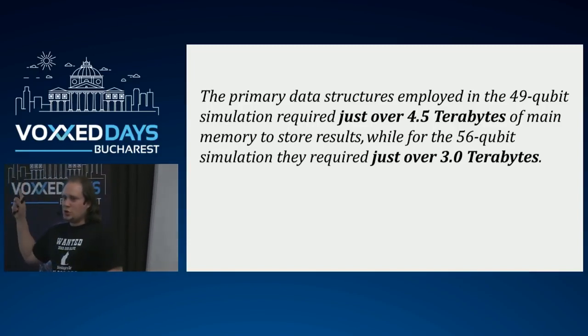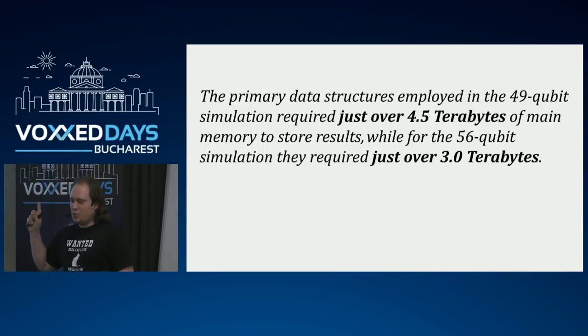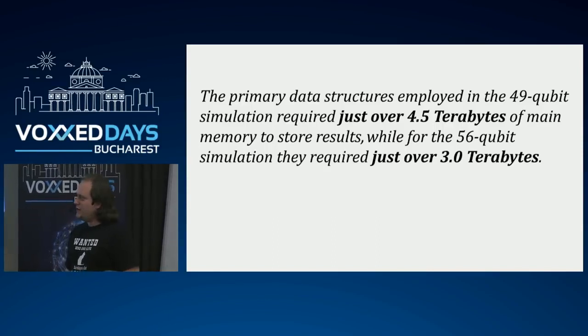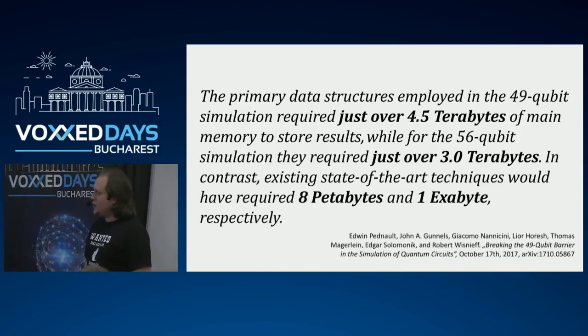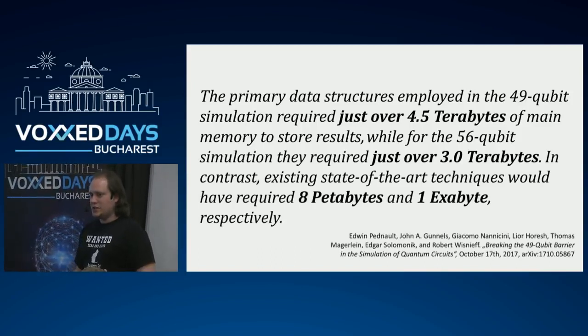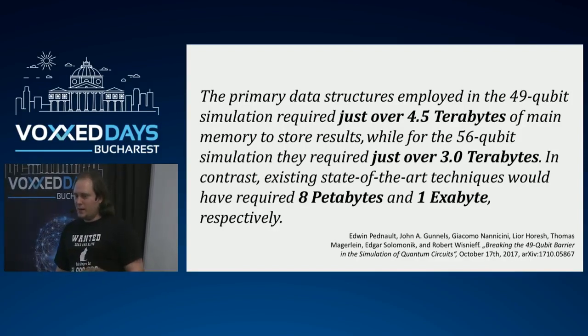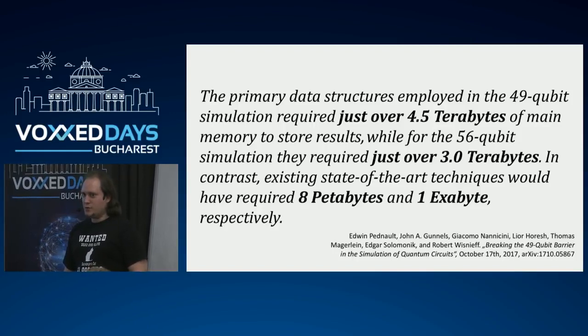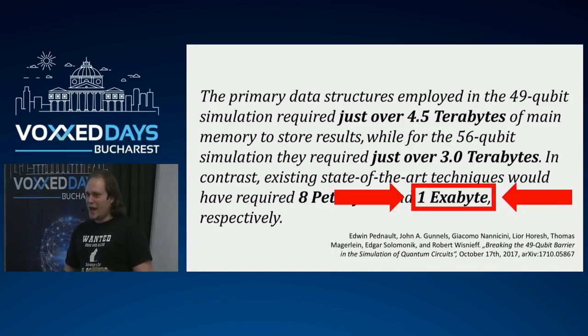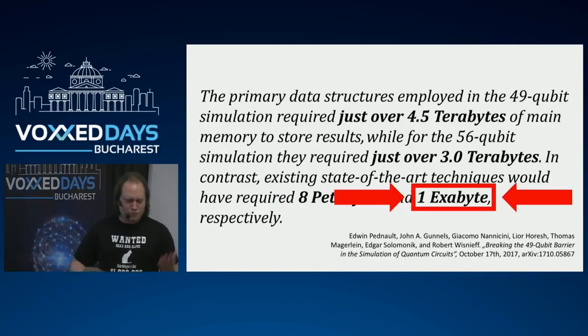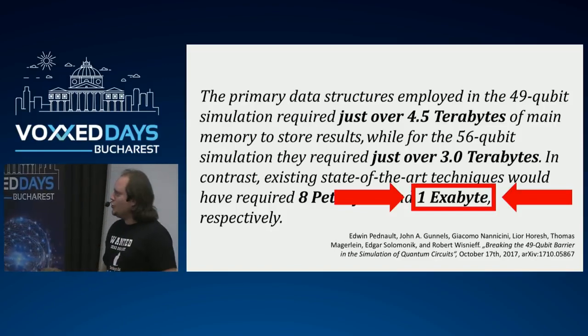So this was a huge success, and you'll see why it was a huge success with this line here. Previously, those kind of simulations would have needed 8 petabytes of RAM for the 49-qubit machine and an exabyte of RAM for the 56-qubit machine. Let me repeat that. 1 exabyte of RAM. Can you imagine how much an exabyte is? Probably not. So let me break this down for you.